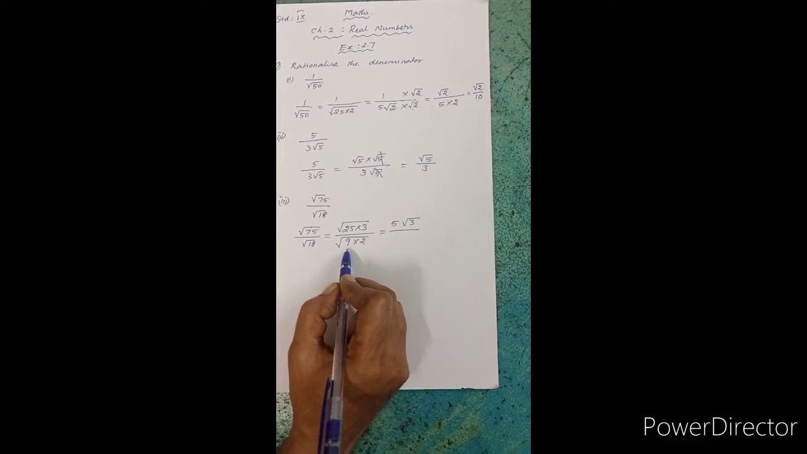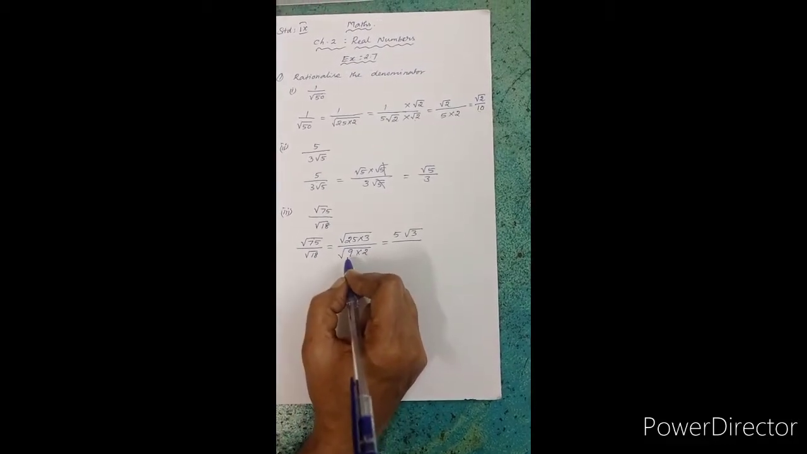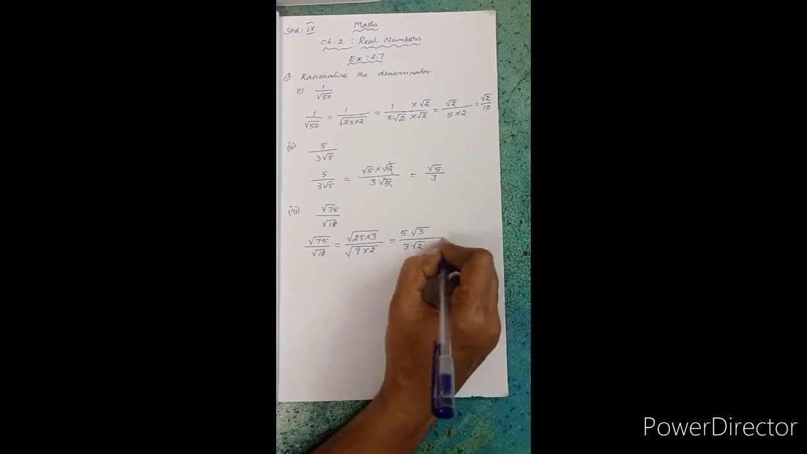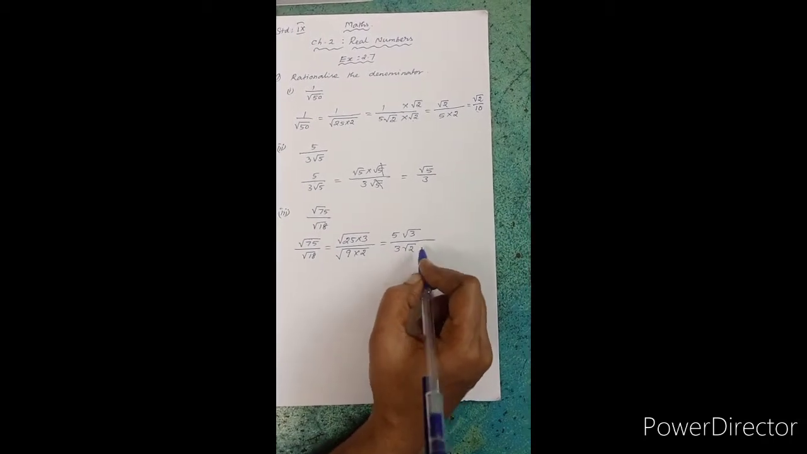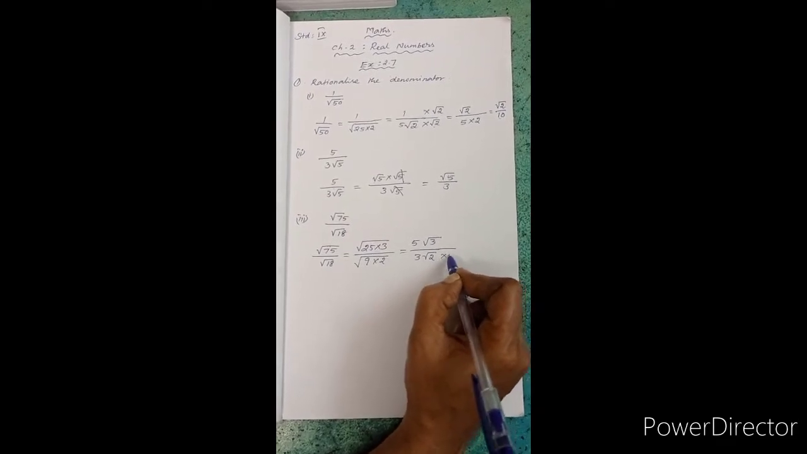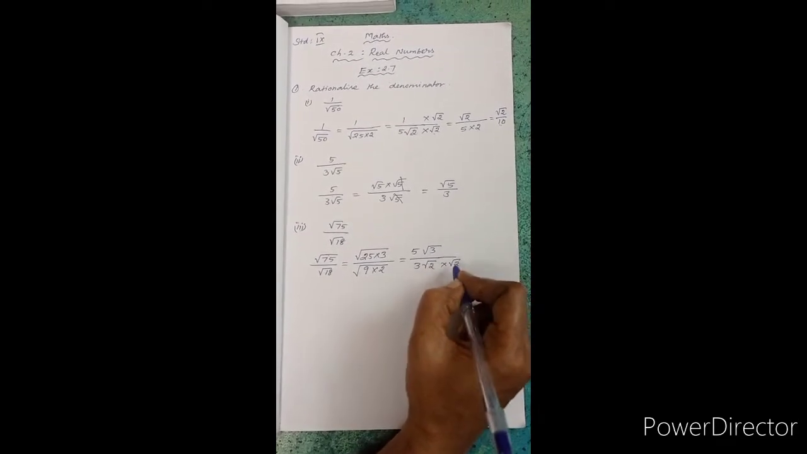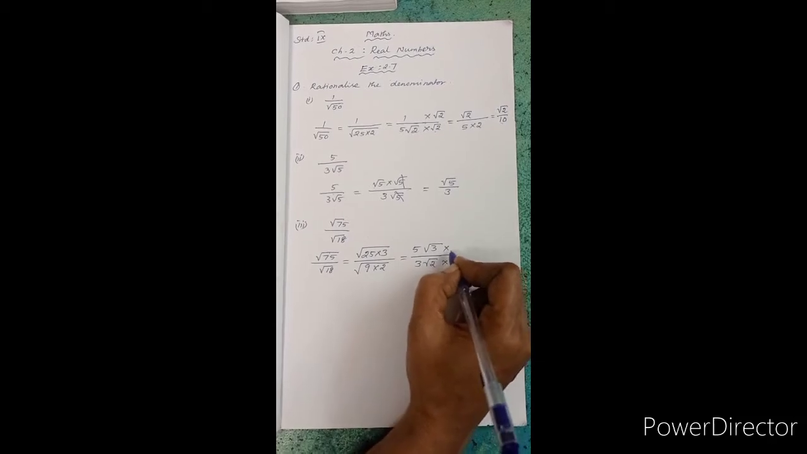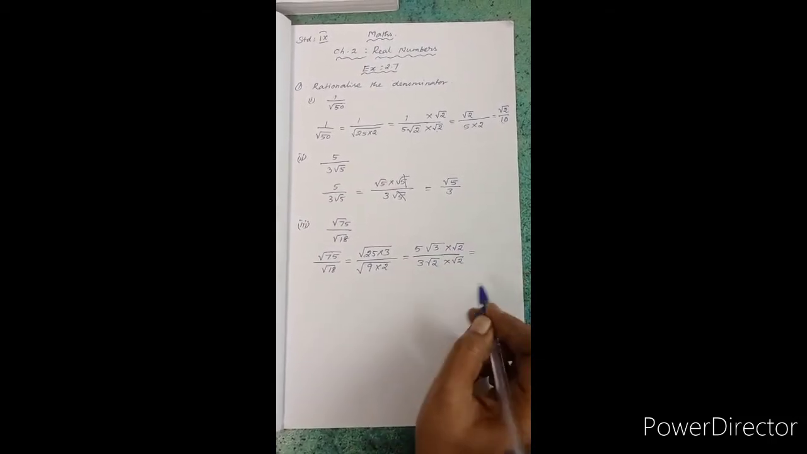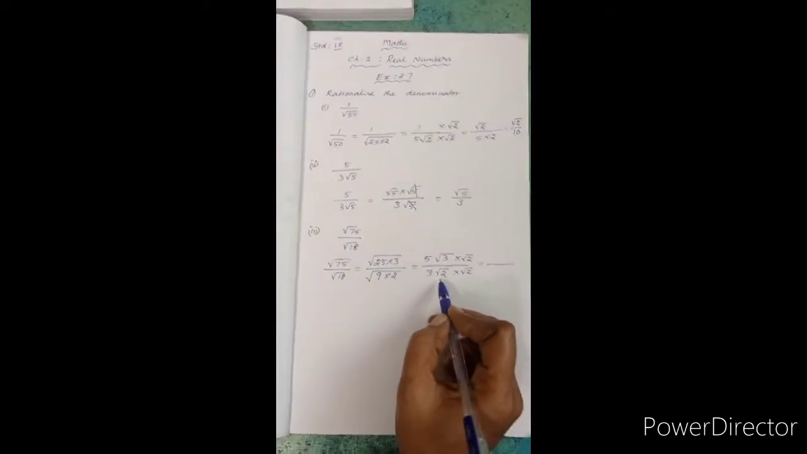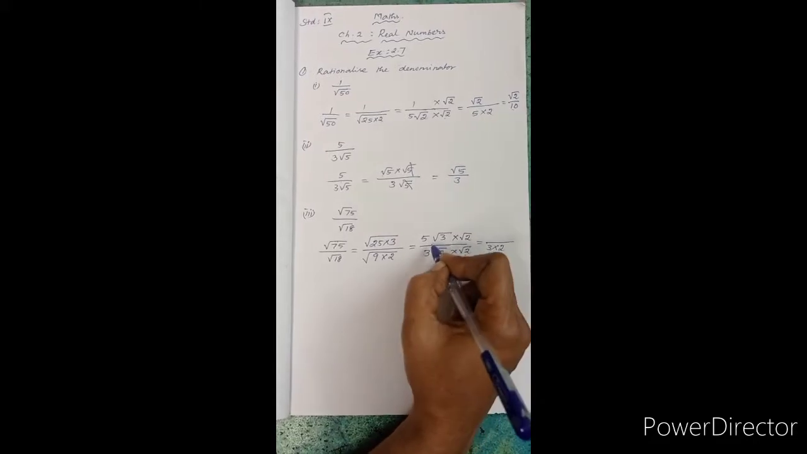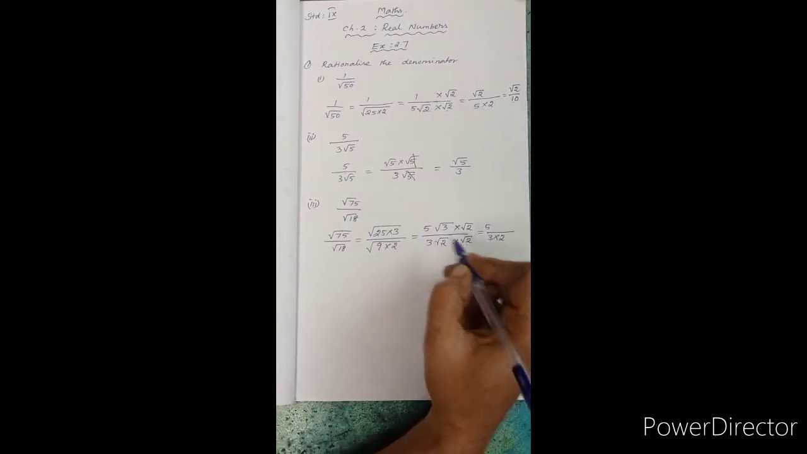Denominator is 9, a perfect square number. Square root of 9 is 3. 3 into root 2. Now root 2 is an irrational number in the denominator. Now multiply this root 2 again with root 2. So in the numerator also write this same root 2. 3 into root 2 into root 2 is 2.